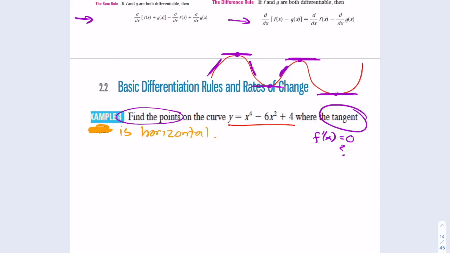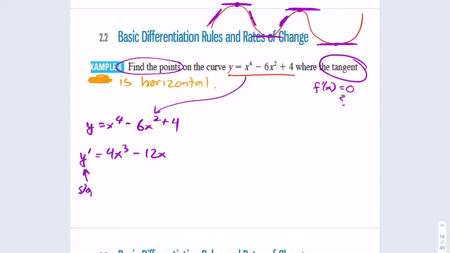Okay, so here we go. We have y equals x to the 4th minus 6x squared plus 4. I'm going to go ahead and find the derivative, so I'll call this y prime equals. Okay, so the derivative here would be 4x cubed minus 12x. And the plus 4, since it's a constant, it goes away to 0. Okay? So this is my slope here, you guys. Okay, I'm trying to find out where the slope comes out to 0, because you want your tangent lines to be 0. So what you do here is you set your y prime equal to 0 now.